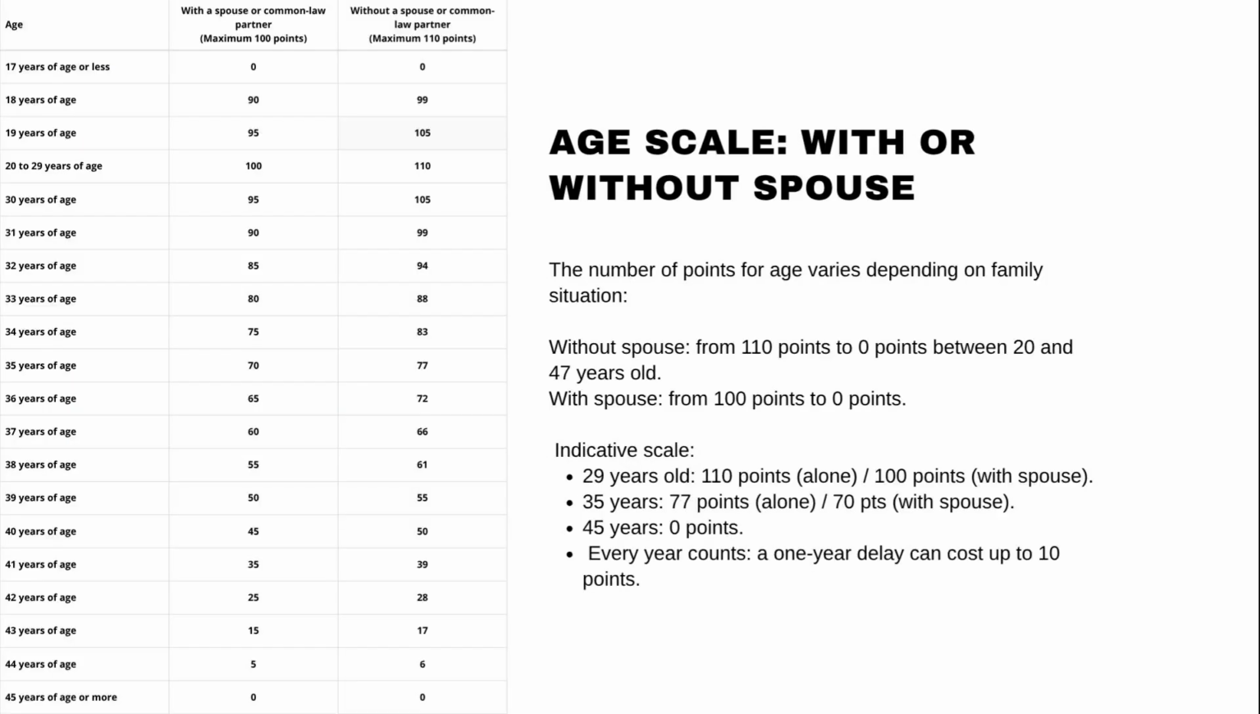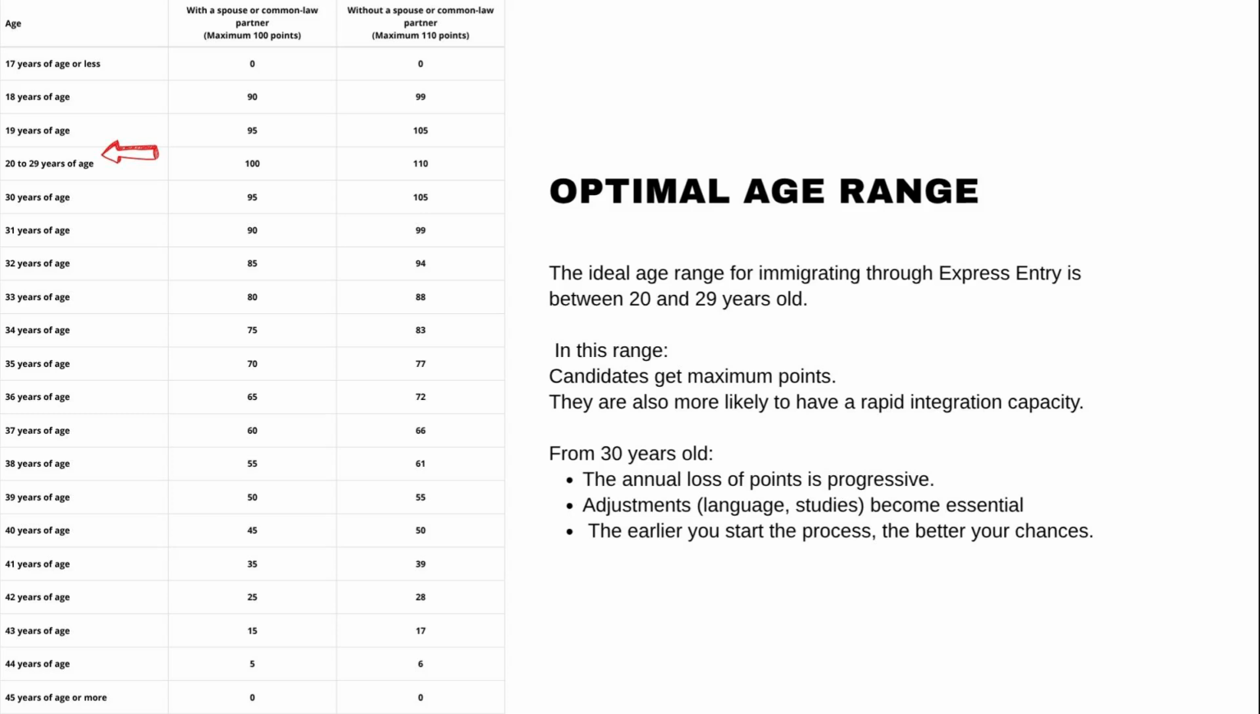Here's the exact scale. You can see here that a 29-year-old candidate has 110 points if he's single, 100 if he's married. At 35, this drops to 77 or 70 points. At 45, nothing. So every year counts. Above all, the presence of a spouse also has an influence on the number of points you can obtain in this category.